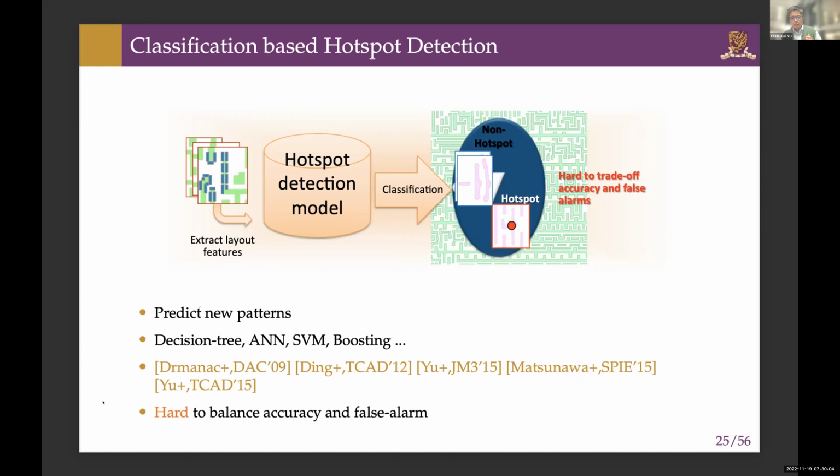The challenge of hotspot detection is to achieve a good balance between accuracy and false alarm. If we don't care about the false alarm and only care about accuracy, we can simply say the whole chip is a hotspot. Then we get 100% accuracy, but we will get quite a lot of false alarms.